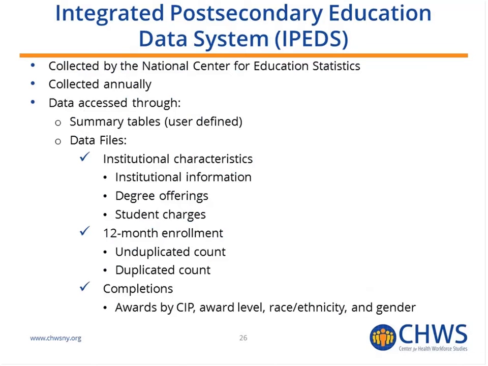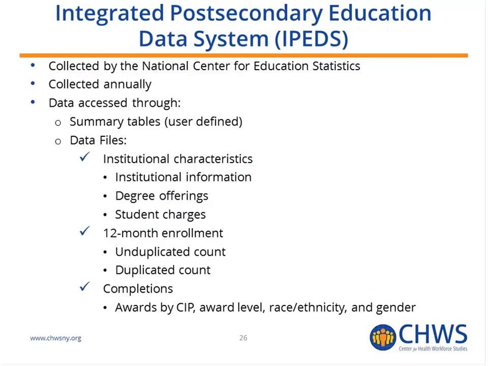So the last data set I want to talk about is IPEDS. It's integrated postsecondary education data. It comes from colleges, universities, even BOCES reports some of their programs, and BOCES is the vocational programs in New York that train LPNs and others. So it's collected annually. Again, it can be accessed through summary tables, user-defined, as well as data sets. And there are 3 data sets, and we'll talk about the importance of those data sets in a little bit, but they are institutional characteristics, 12-month enrollment, and completions.